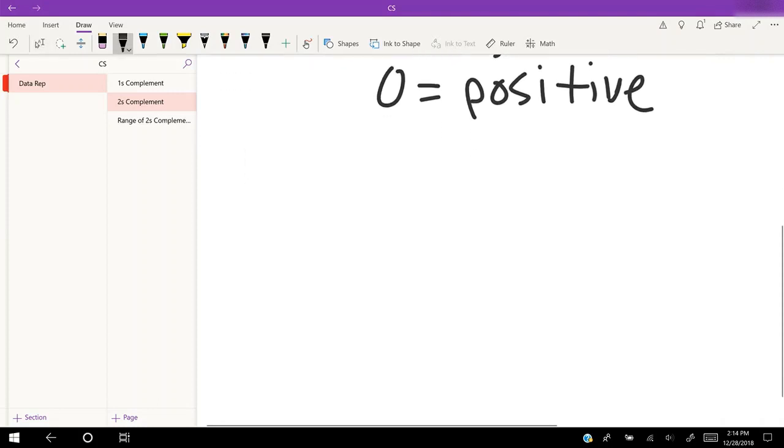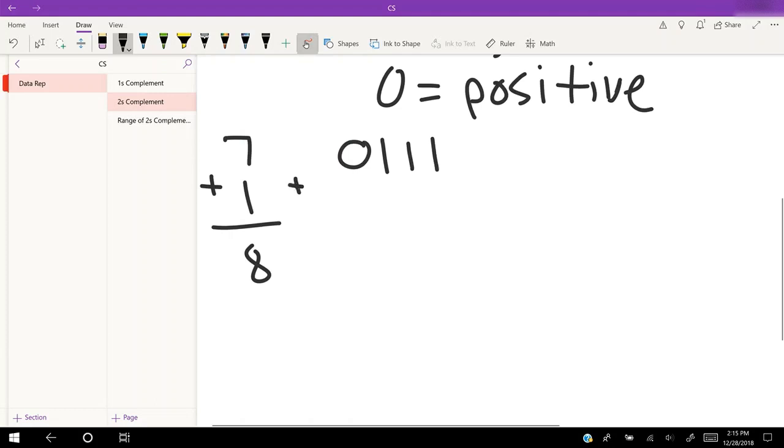First, we'll do adding two positive numbers. Say we want to add 7 plus 1. That should give us 8, right? So let's do this all in 2's complement. I'm going to give you 7 in 2's complement. I'm going to do it all in my head because after you practice a little bit, you'll see that it's very easy to convert 2's complement in your head. Just work with it a little bit and you'll see. And then 1 in 2's complement will be 0, 0, 0, 1.